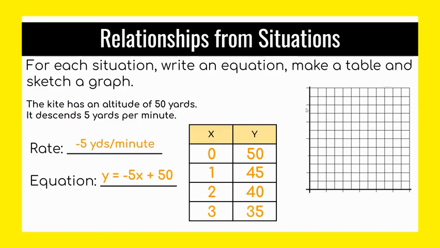Again, I'd probably count by 5s or 10s here so that we can make the graph. So if I counted by 10s, we'd be 10, 20, 30, 40, 50. Here's my starting point. At 1, I went down 5, at 2, 5 more, at 3, 5 more, and so on and so forth.